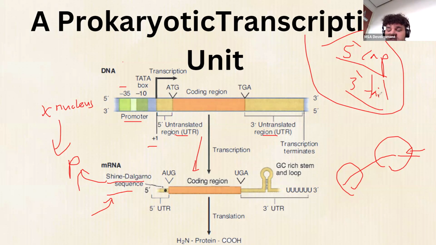I'm going to ask you a question. Where is the Shine-Dalgarno sequence found, in DNA or RNA? The sequence itself is found in both DNA and RNA, because in order for it to be found in the RNA, it needs to be transcribed from the DNA. It cannot just appear out of nowhere.